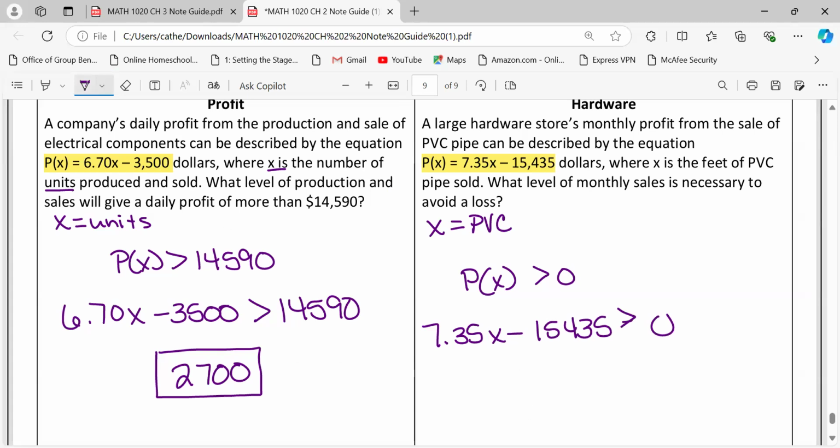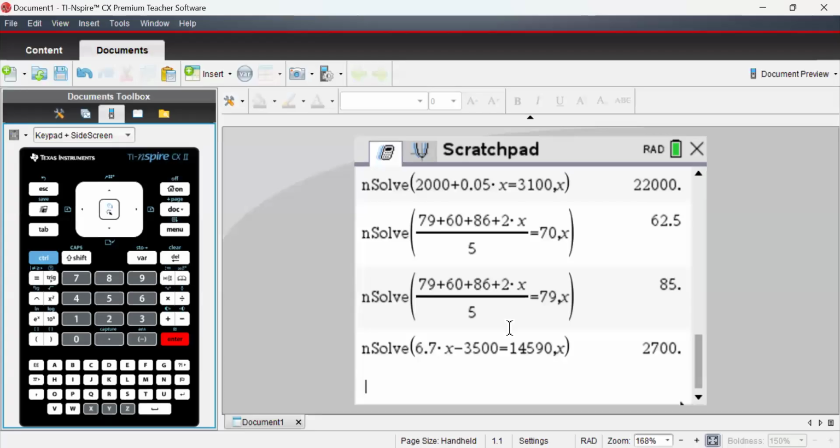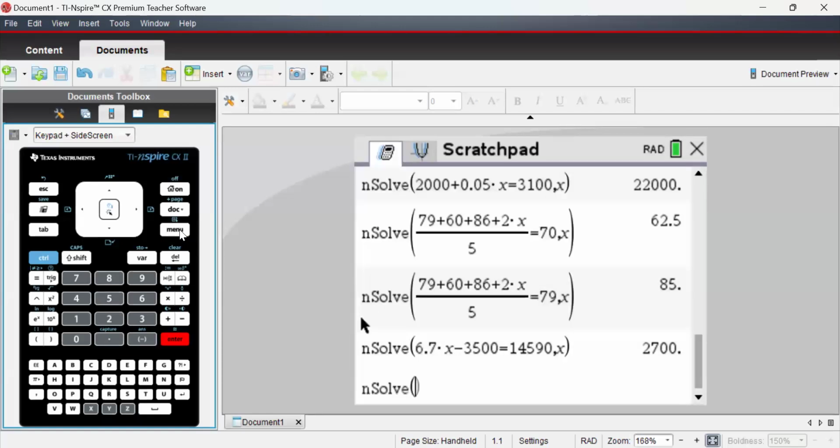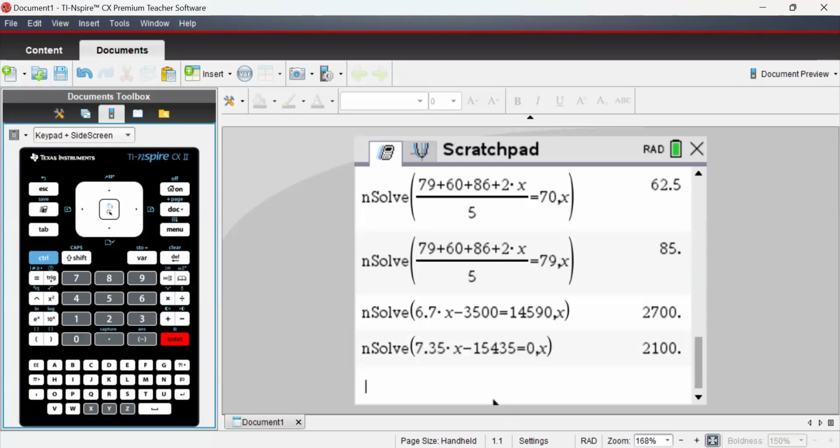Put that in the calculator. Still with our numerical solve. Zero, comma X at the end. I did not put zero. I'm going to double check what I put in. 5435. Hit enter. So 2,100.